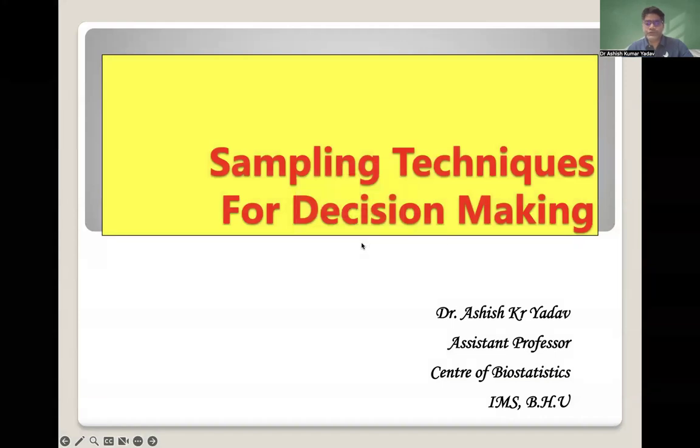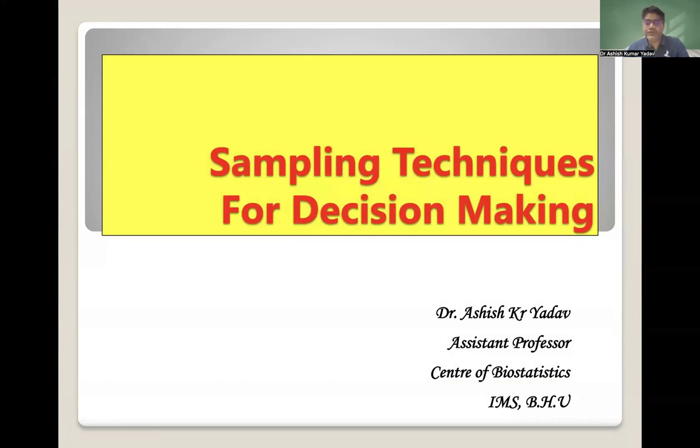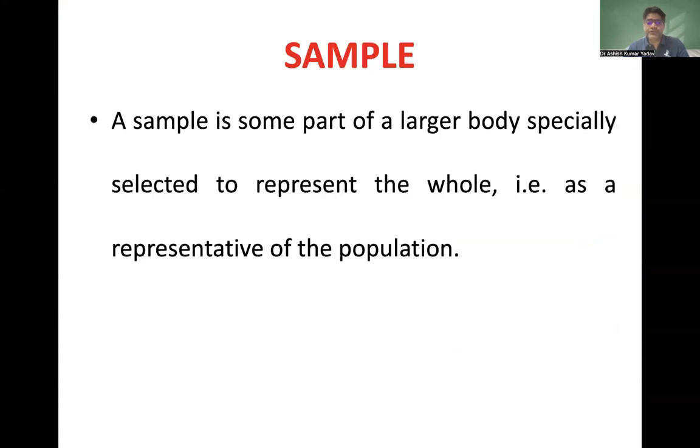Dear friends, we will be talking about sampling techniques for decision making. It's a very vital thing for conducting a good research. The very first question which comes to our mind is, what is a sample? People often talk about sample, but what is the real meaning of sample? Does the sample mean a small part of a larger body, or is it something else?